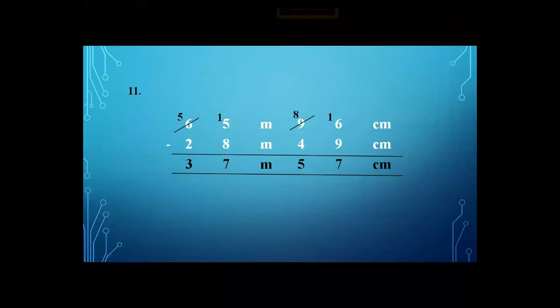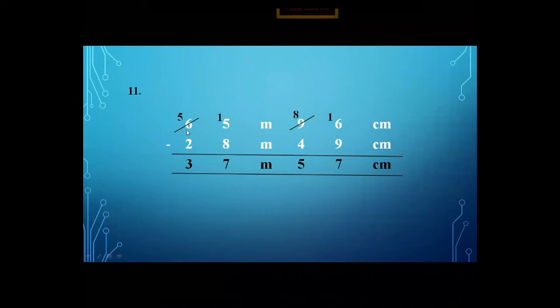Question number 11. 65 meter 96 centimeter minus 28 meter 49 centimeter. Okay, 6 is smaller than 9, so what you do here, you take borrow from here. When 9 gives 1 borrow to 6, it will become 16, and what is left here, 8. So 16 minus 9, 7, 8 minus 4, 5. 57 centimeter.